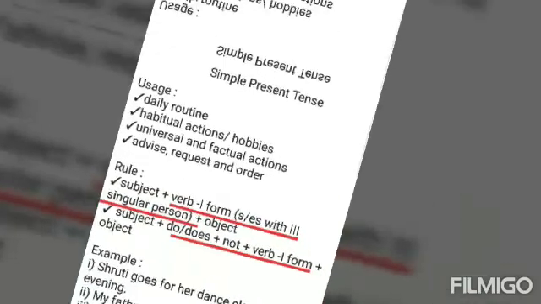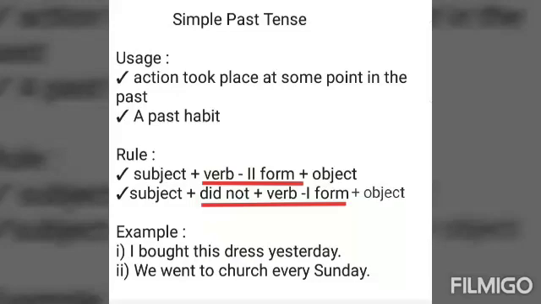Now the next tense is your simple past tense. The uses of simple past tense are when the action took place at some point in the past, and for a past habit we will use simple past tense. The rule for simple past tense is subject plus verb second form plus object. That is for your simple sentence. And for a negative sentence we'll use subject plus did not plus verb first form.